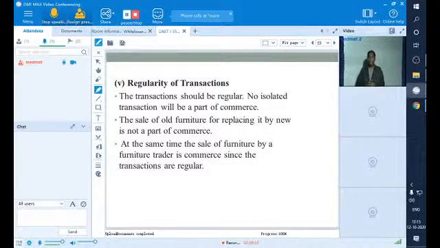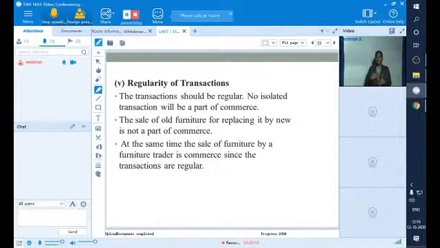The fifth characteristic is regularity of transactions. Commerce has regularity of transactions. Transactions should be regular; no isolated transactions will be a part of commerce. What does this mean? If I am doing a business and I started it in January, in the first week a transaction is made, and after that in the second week a transaction is there, then third and fourth as well. If the transaction is month by month, it is also accepted. But if the transaction is year by year, we cannot say it is a business. So the transaction should be regular. No isolated transactions will be a part of commerce.